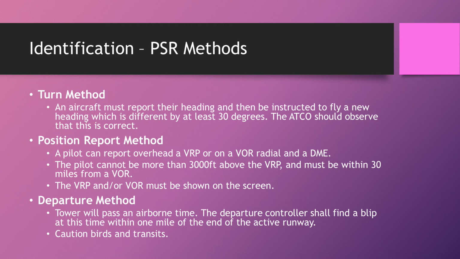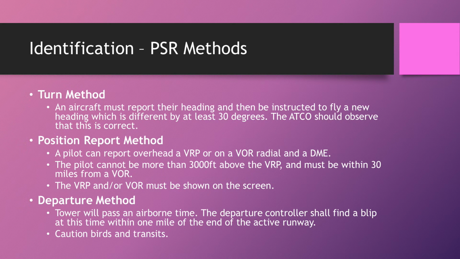So looking at the primary surveillance radar methods, the first one is a turn method. With the turn method, you ask the aircraft to report their heading, and you then instruct them to fly a new heading that's at least 30 degrees different to what they've just reported. You watch the screen and observe that they are flying the correct heading, and when you are happy that they're flying the correct heading and you know who this aircraft is, you have then identified them. That's all the turn method does.